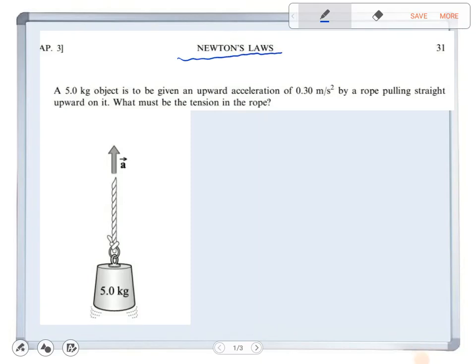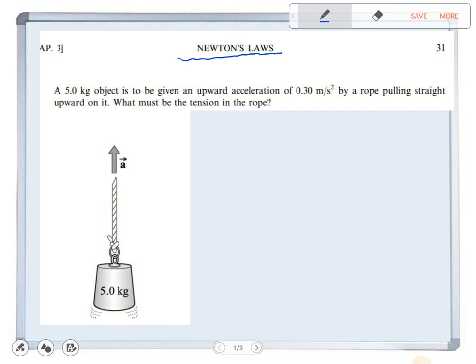Okay, so we look at Newton's laws. We have a question here which says a 5 kg object is to be given an upward acceleration of 0.30 meters per second squared by a rope which is pulling straight upwards. What must be the tension in the rope?